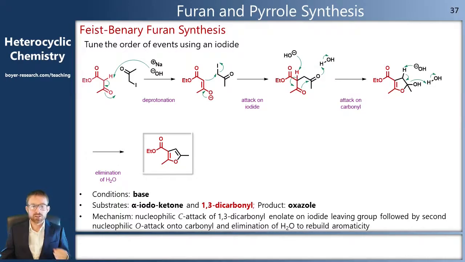Now, first of all, we get the same thing again. We get deprotonation of the acidic proton between those two carbonyl groups, but this time we get attack through the carbon onto the carbon bearing iodine. Again, we still have an acidic proton between the two carbonyls, and this, as last time, promotes the cyclization to make our 5-membered ring. Finally, loss of water builds our aromatic system.